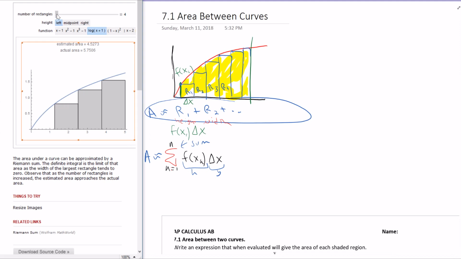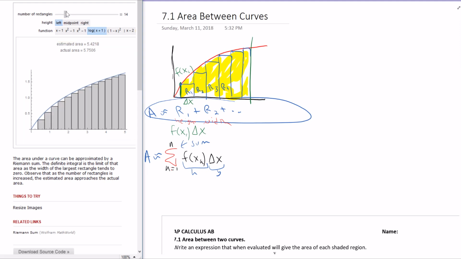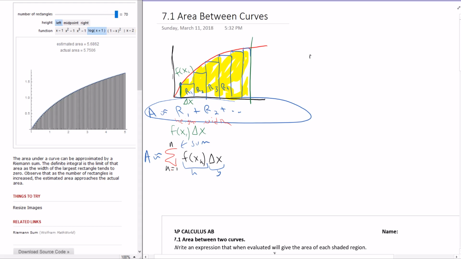And then we come over here to this demonstration. We're like, well, what if we increase the number of rectangles? Won't it give us a better estimation of the area? So we made the rectangles smaller and smaller and smaller. The idea is if you take an infinite amount of rectangles, then you'll have the exact area. So what we did, I'm going to write this over here, is we took the limit as n goes to infinity.